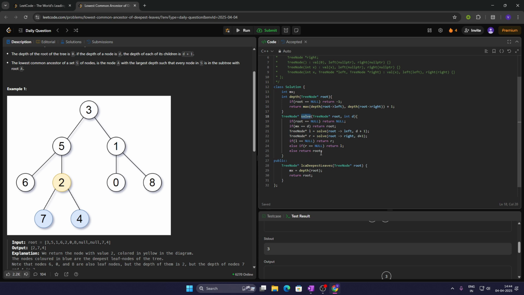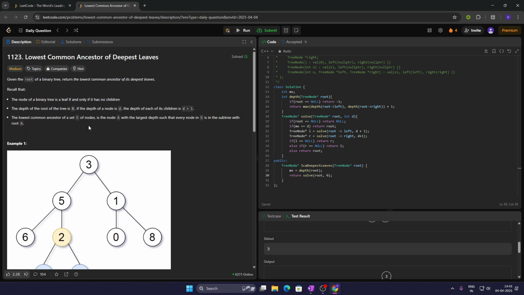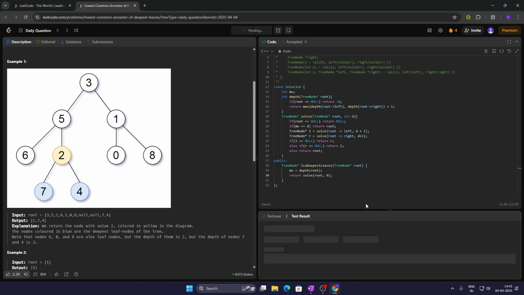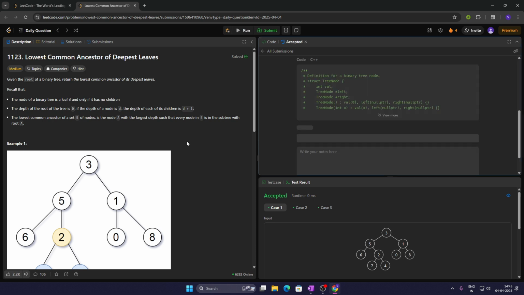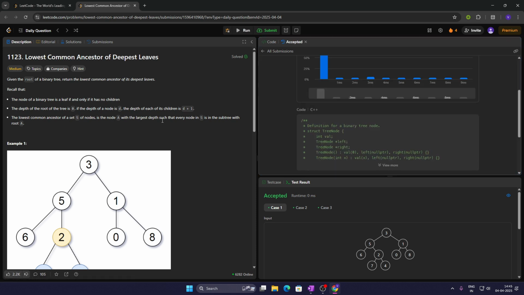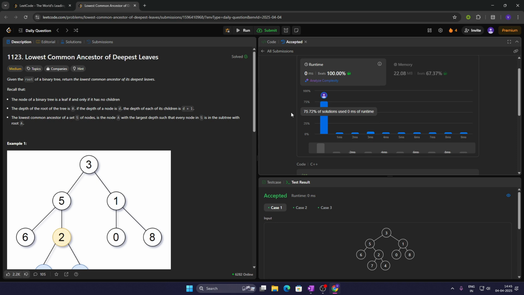Then we have to call this function. So pass root, and we also have to pass the depth of the root. The depth of the root is 0. So let's check for any errors or not. Yeah, it's accepted and submitting. Yeah, accepted, like 100% faster than everyone.